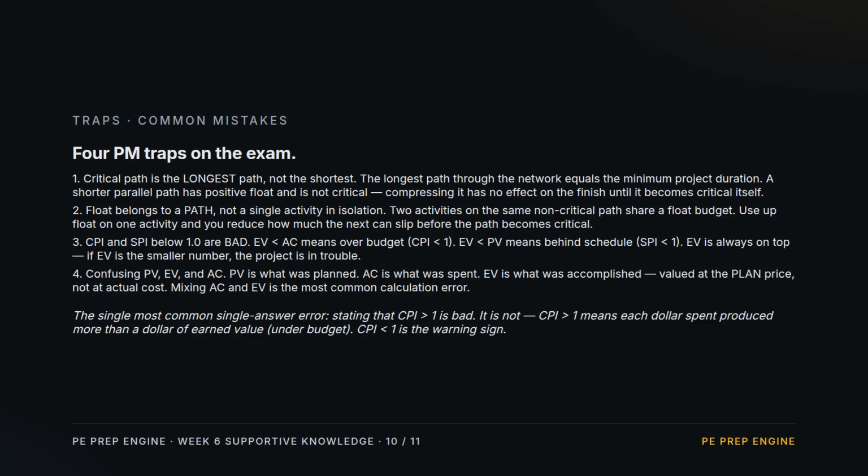4 traps. 1. Critical path is the longest path, not the shortest. It sets the minimum project duration. 2. Float belongs to a path and is shared. Using float on one activity reduces what the next activity on the same path can use. 3. CPI and SPI below 1 are bad. EV on top, and when EV is smaller, the project is over budget or behind. 4. Don't swap PV, EV, and AC. EV is valued at plan price, not actual price.